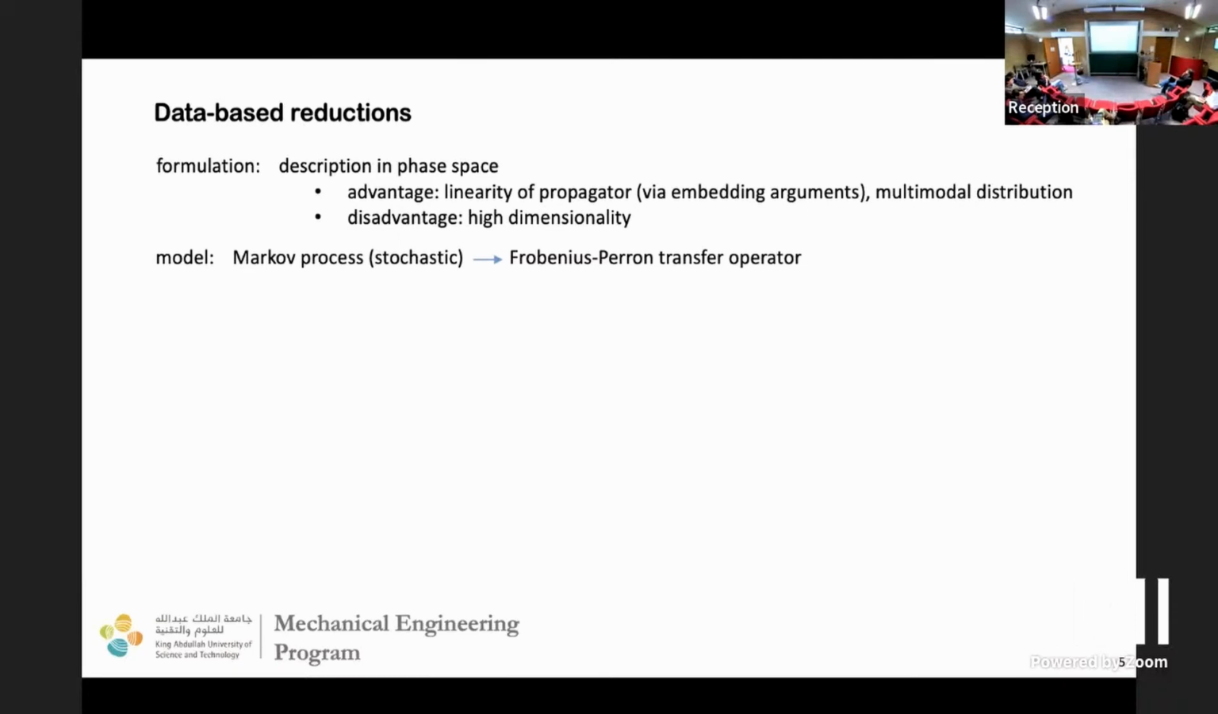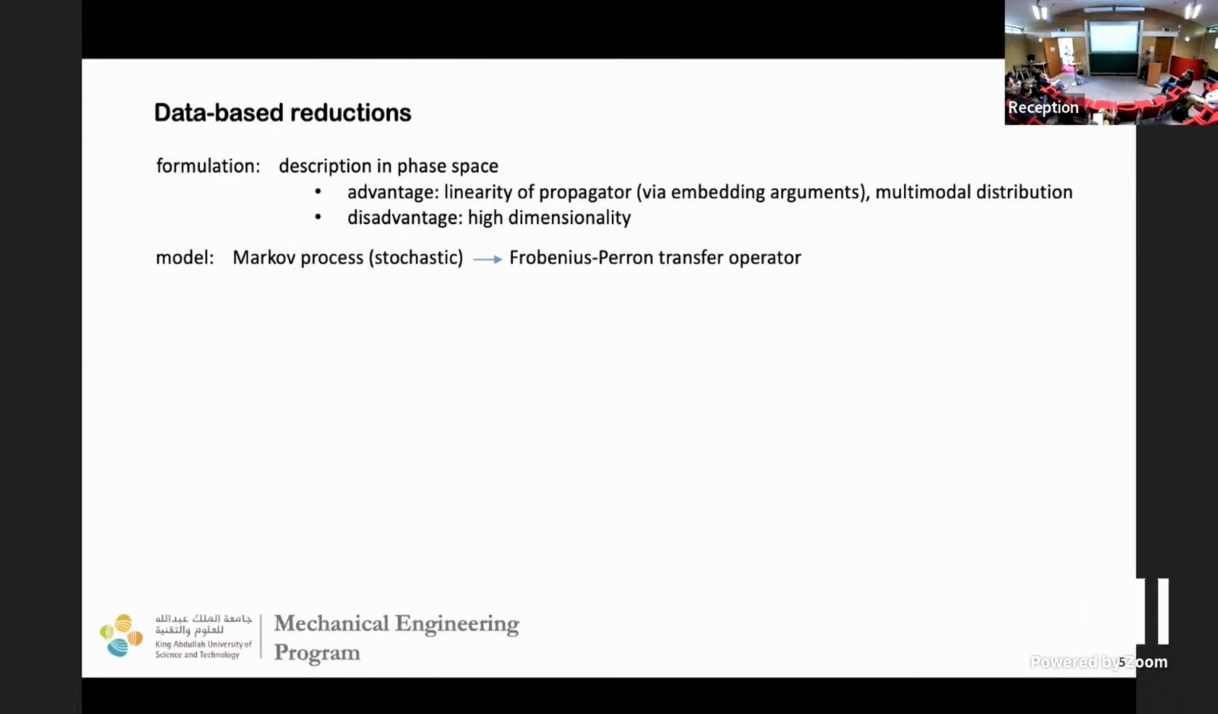So this is also good in phase space, and we will see an example today where we have 4 different attractors in phase space, and that is done quite nicely in phase space, which would be a little bit harder to do in any other space. There's of course a disadvantage also to going to phase space. Phase space is very, very high dimensional. And I'm going to show you a little bit later what to do about that high dimensionality. The model that we're going to pose in phase space is a Markov process. That one is stochastic. We will see where that comes from. But this leads to a Frobenius-Perron transfer operator.